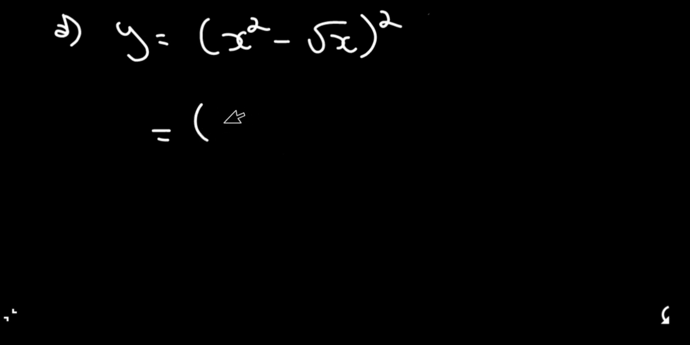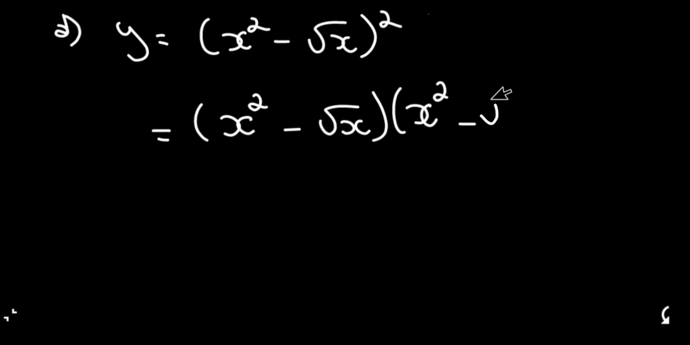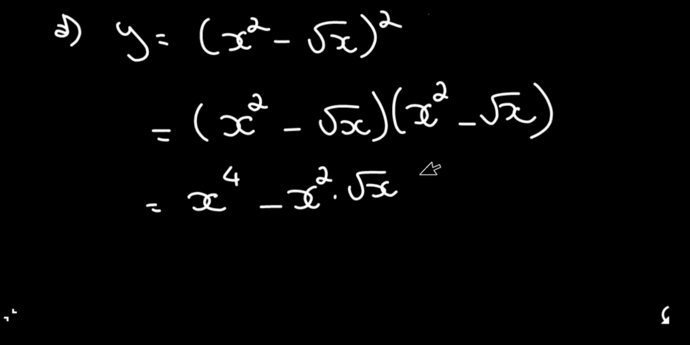So the best way to simplify this expression is to expand. And our second step is to fold the bracket. X squared times x squared, we're gonna get x to the power of 4. X squared times negative square root of x, we're gonna get negative x squared times square root of x. This and this, we're gonna get negative x squared square root of x. Square root of x times square root of x, we're gonna get positive x.